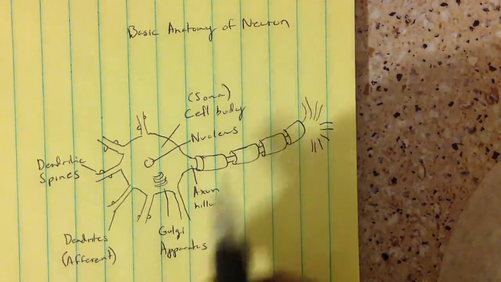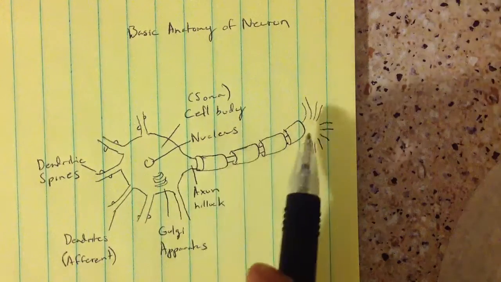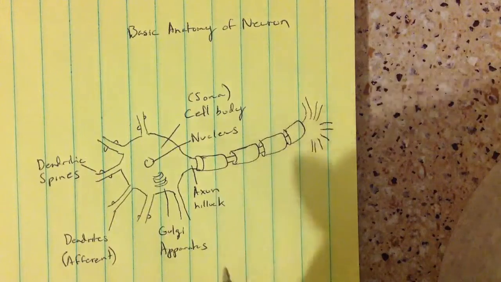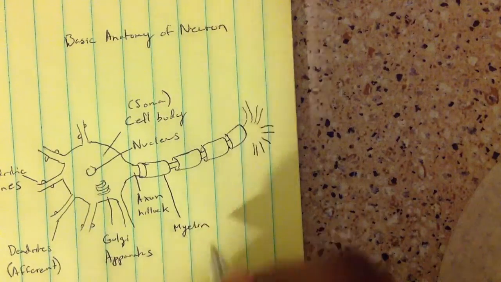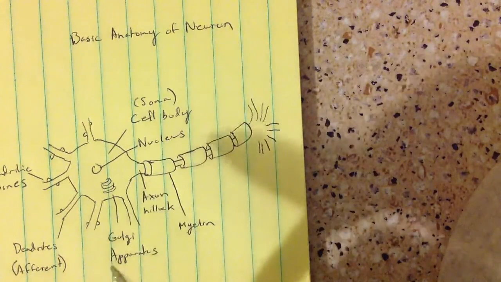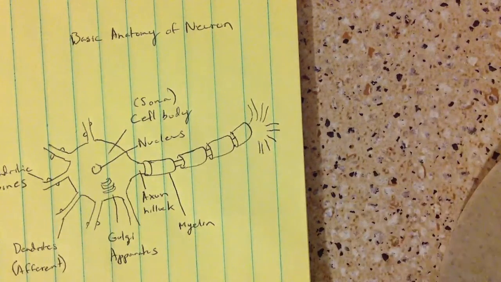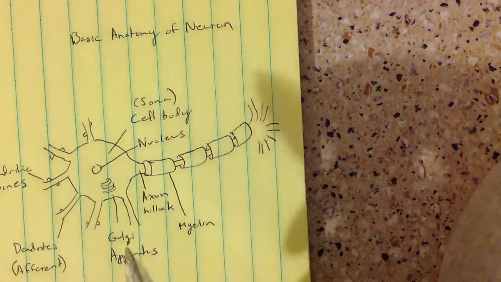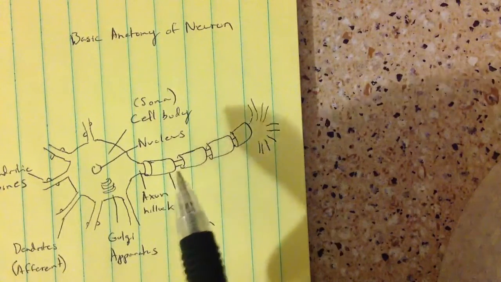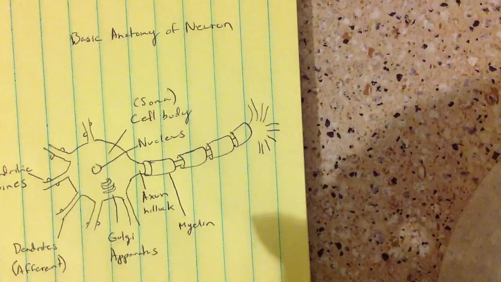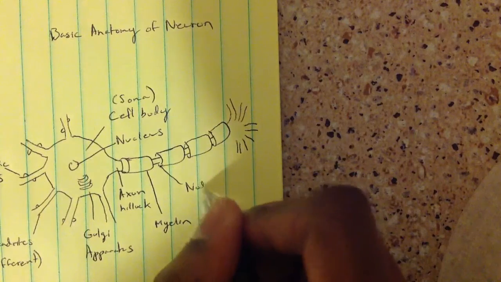And then this is where the electric current is passed through, and this is called myelin. Myelin just insulates it the same way an electric wire has rubber around it to insulate it, so the charge passes through more effectively. So this is just to protect the axon and to help the charge flow faster. The little spaces are called nodes of Ranvier.